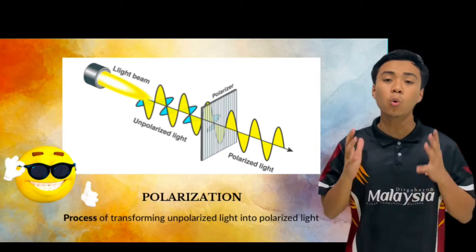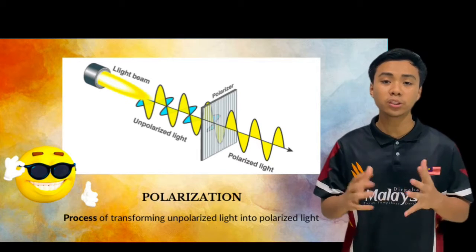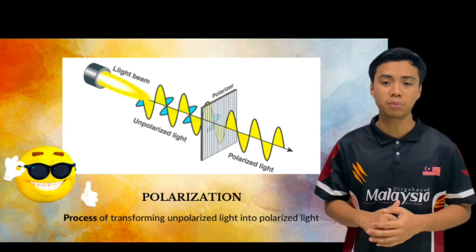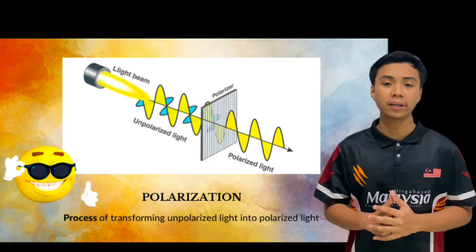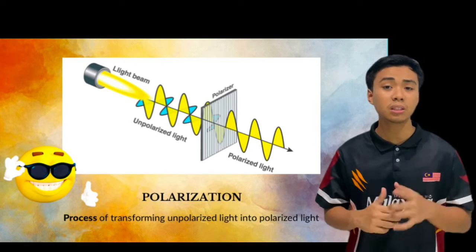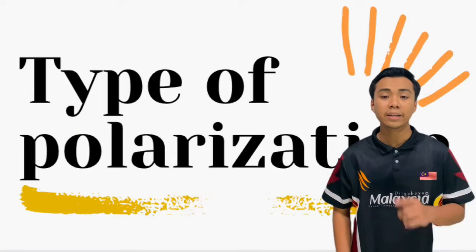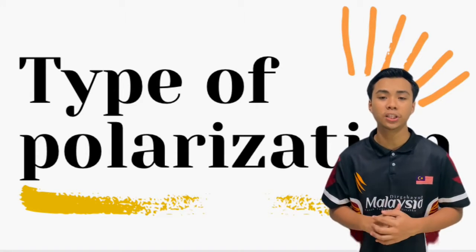Okay, next. So what is polarization? Polarization is a process of unpolarized becoming polarized, which means many wavelengths of unpolarized become polarized, in a single plane. Next, we go into detail on the types of polarization.